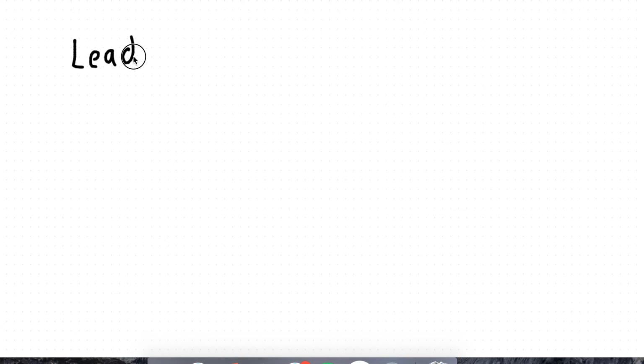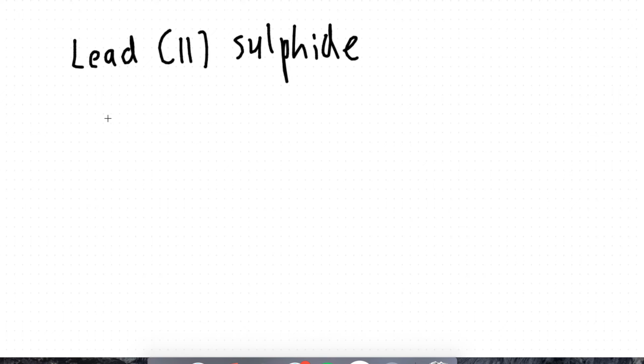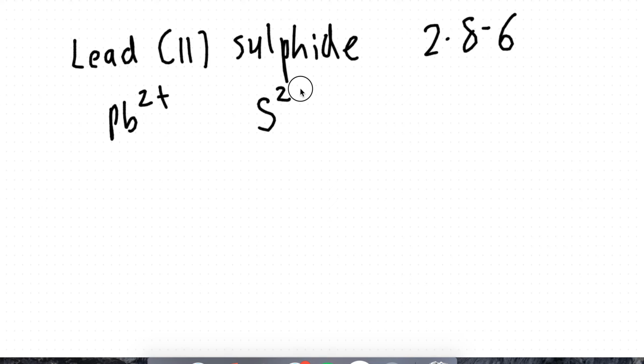Alright guys, lead(II) sulfide, let's do that one. Lead is Pb2+, sulfide is sulfur, so let's think. Sulfur is 2.8.6. To become an ion, it needs to gain 2 electrons, so it's S2-. Now you have a 2 and a 2, you can cancel them out, so all you get is PbS.